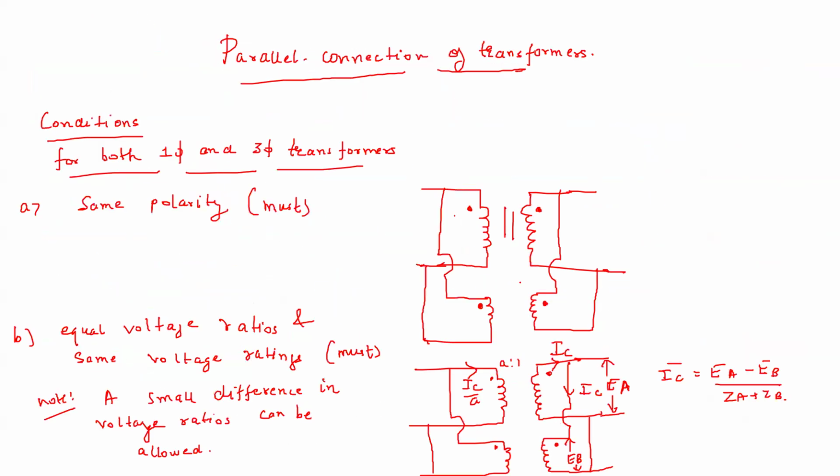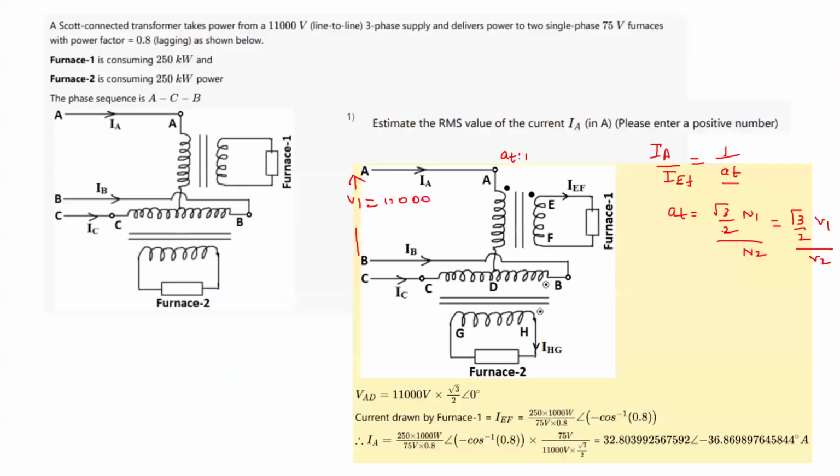N1 and N2 information they have not given, but we can find out AT by using this root 3 by 2 V1 by V2 relation. That is what we will find out. And then when we find out IF, we can get the current IA as IF by AT.